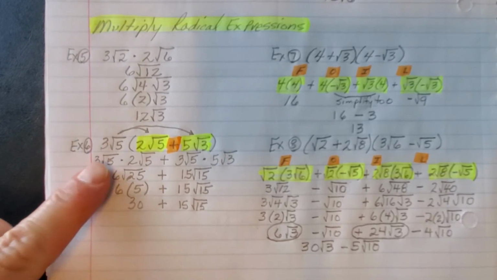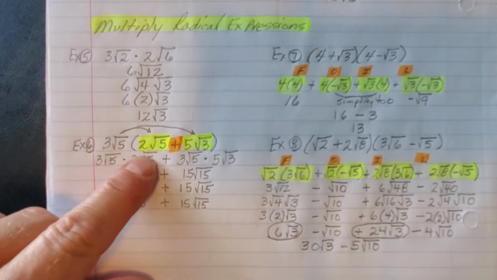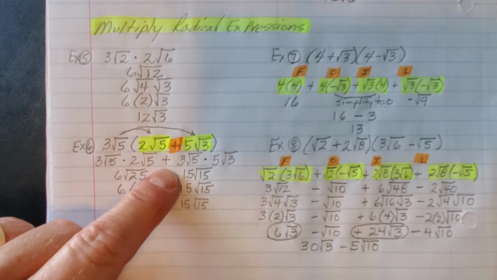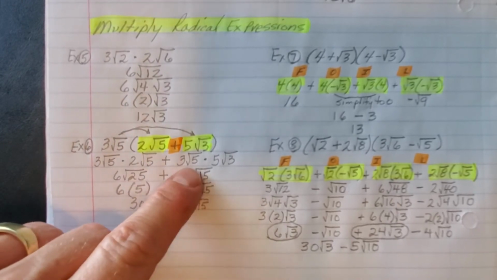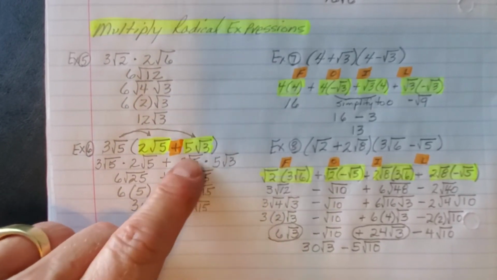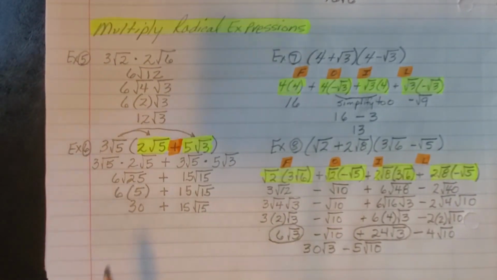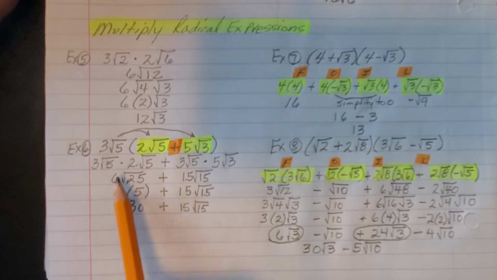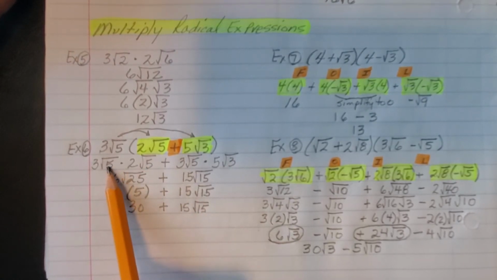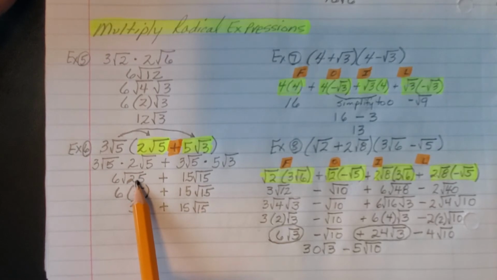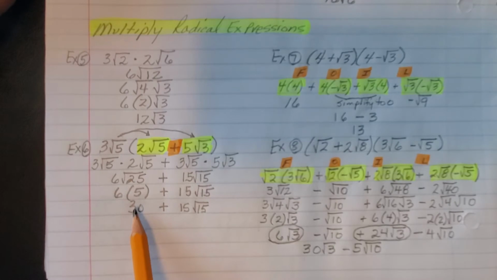So we say 3 square roots of 5 times 2 square roots of 5, this times this, plus 3 square roots of 5 times 5 square roots of 3. That times that, distribute. So now we work that out. We put the numbers together, 3 times 2 gets 6. We put the radicals together. Square root of 5 times the square root of 5 is the square root of 25, which is 5, and you have 6 times 5 is 30.